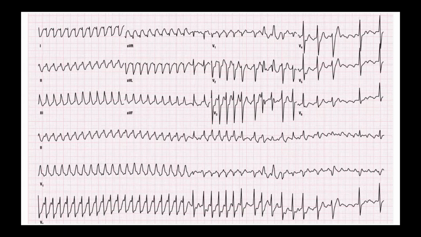Once the rate slowed down slightly, immediately the QRS went narrow. Okay. So it is aberrantly conducted. Yes, conducted due to rate.